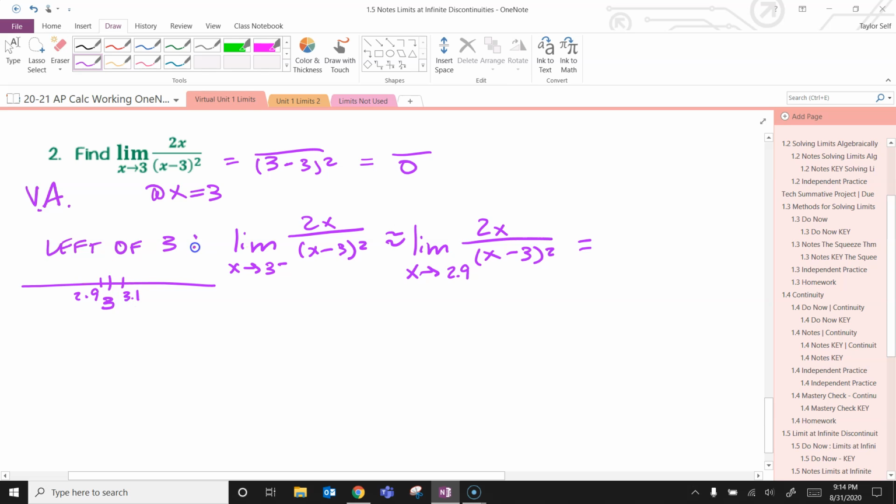Remember, only tell me about the signs. We're doing a sign test. So do you get a positive number or a negative number after solving this limit? Go.